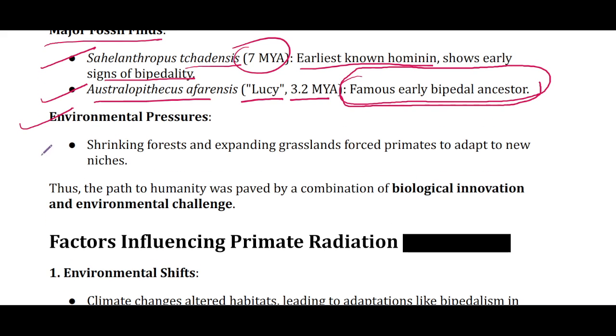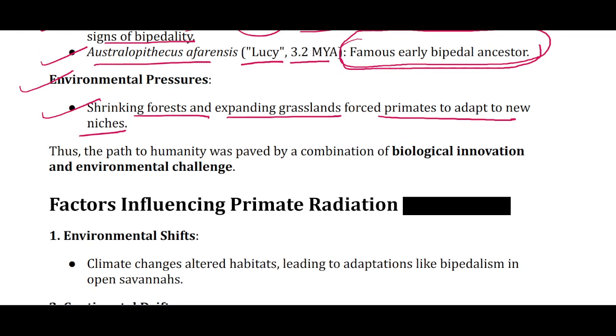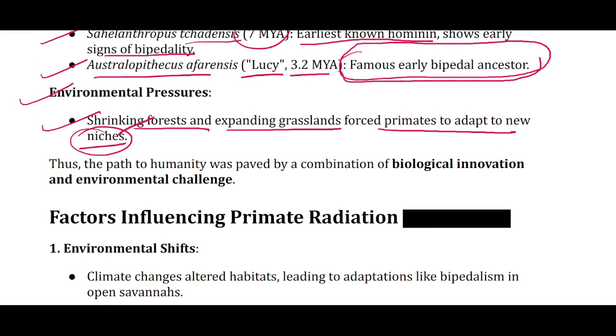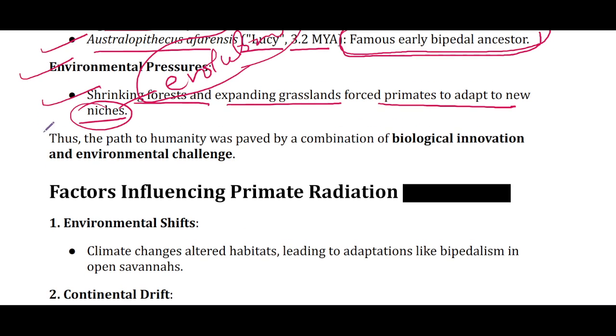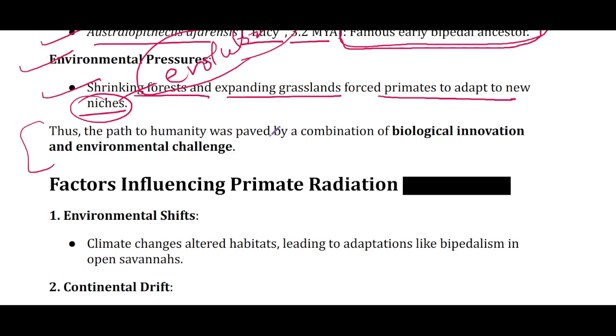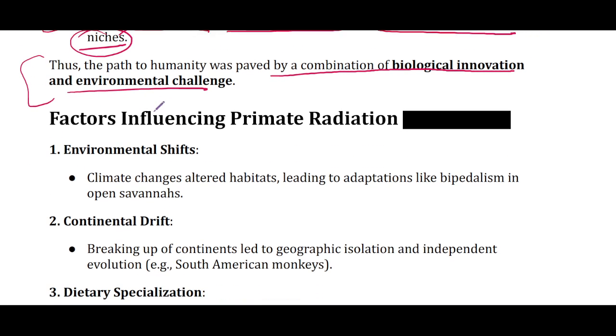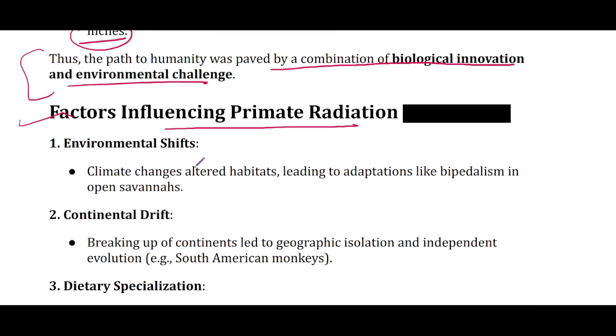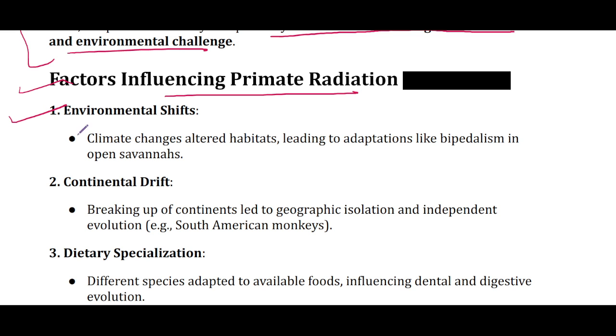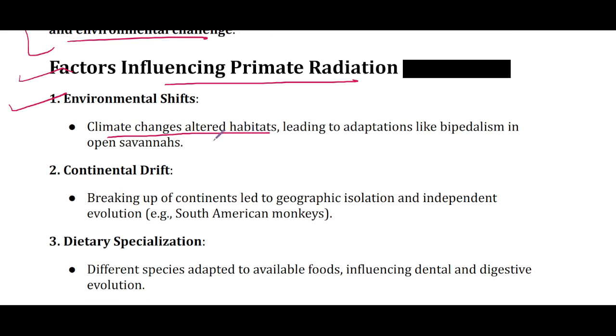Now the environmental pressure. So here, shrinking forest and expanding grassland, it forced primate to adapt to new niches, and that's where the major divergence and evolution of hominins got progressed. Thus, the path to humanity was paved by a combination of biological innovation and environmental challenges. Now, the factors that influence primate radiation. First, the environmental shift. So, climate change altered habitats, led to adaptation between bipedalism to open savanna.